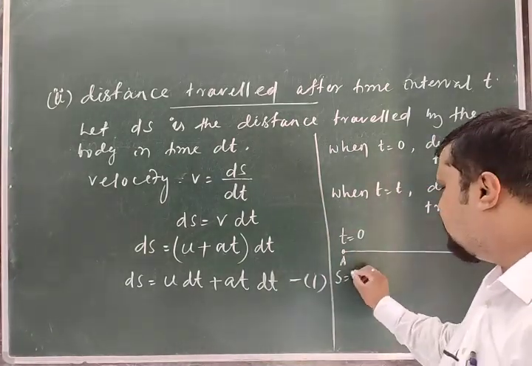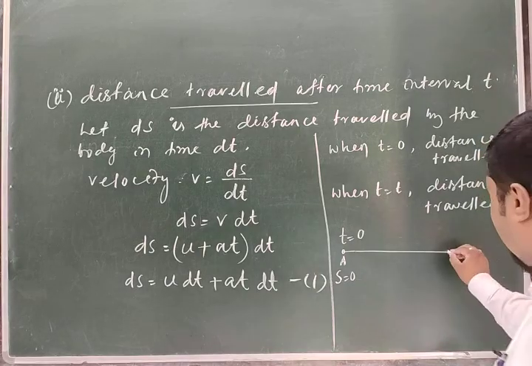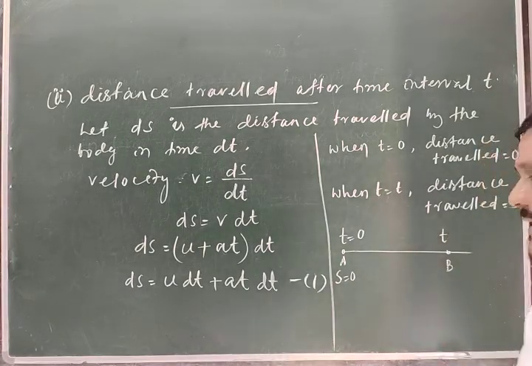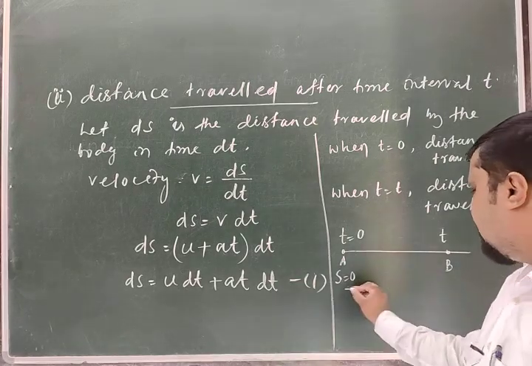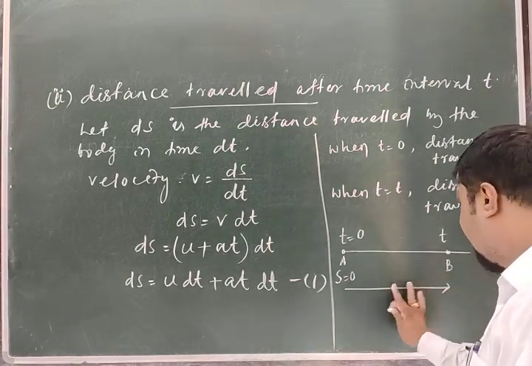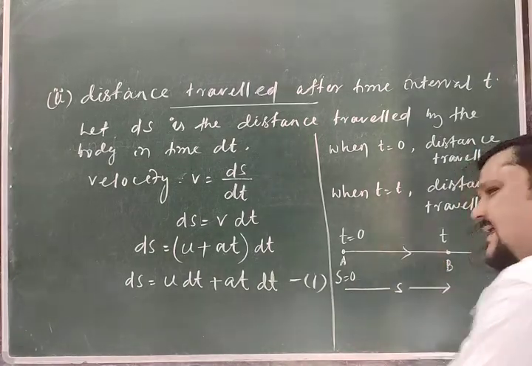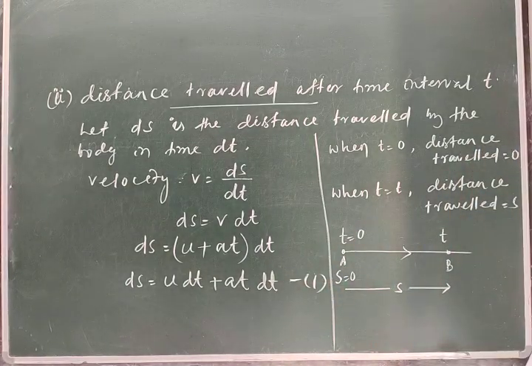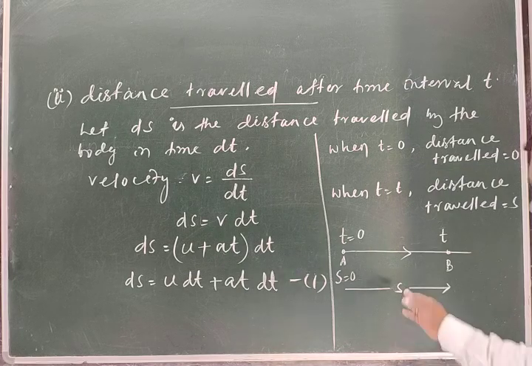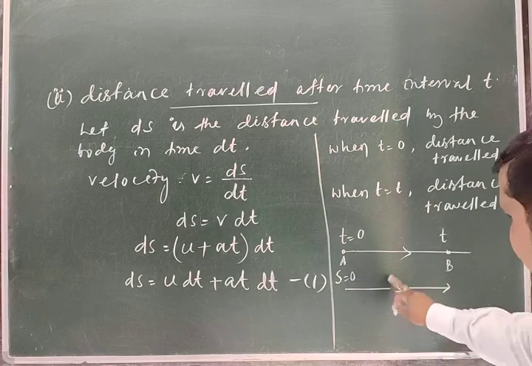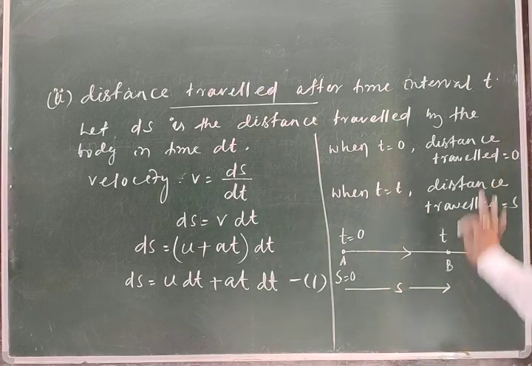So s is equal to 0. After a time t, the body reaches B, so the time interval is 0 to t. When the body reaches B, it covers a distance of s, and this is the displacement because the body is moving in a straight line. In a straight line, in uniform motion, distance is equal to the displacement. So in time t, the distance traveled is s, that I have assumed.